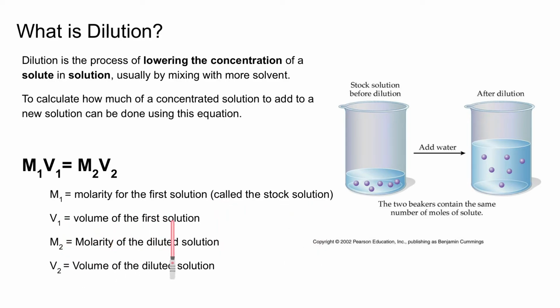V1 is the volume of the first solution. M2 is the molarity of the diluted solution, and V2 is the volume of the diluted solution. So for this stock solution before you dilute it, and after dilution, after you add water, the two beakers contain the same number of moles of solute. It's just that their concentration has changed.